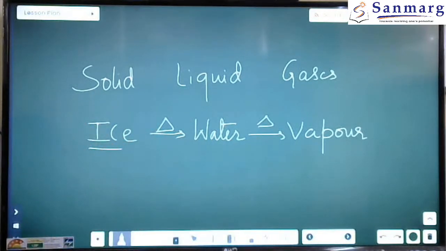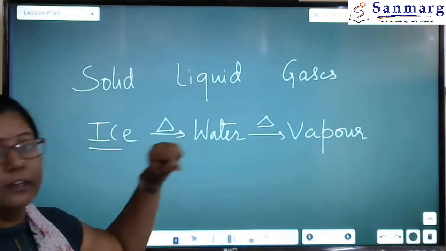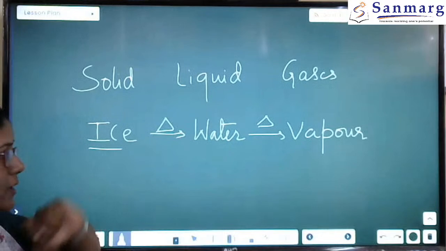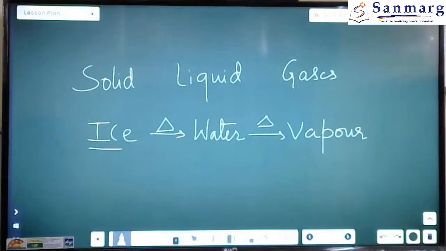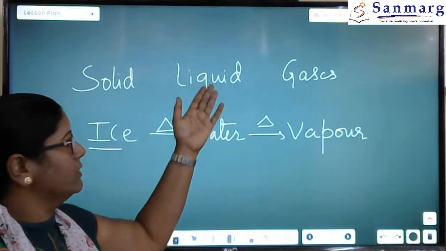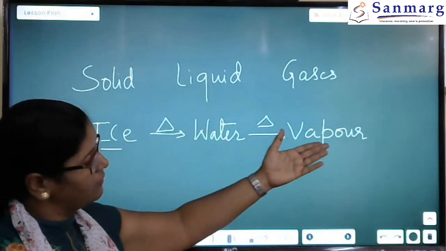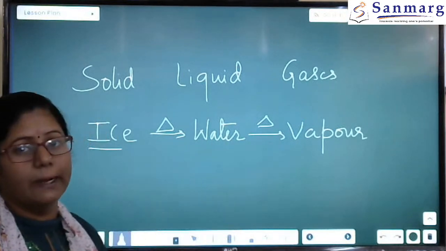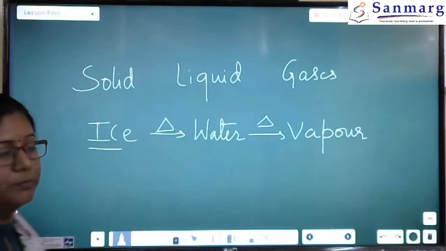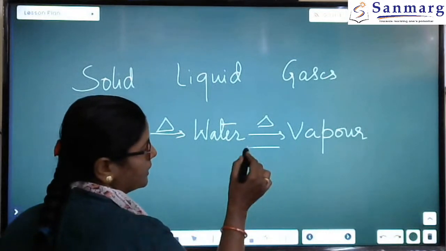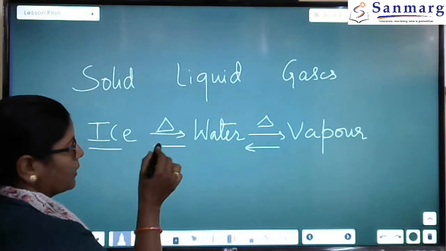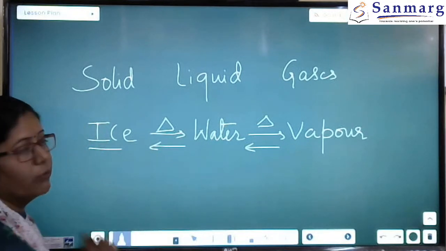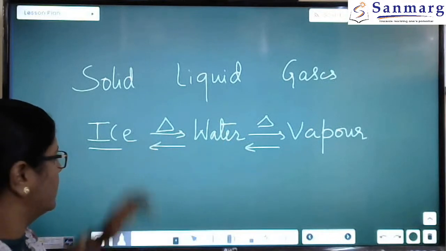Thermal energy, thermal motion increases. When you apply thermal energy, when you heat, ice is getting converted into water, which is liquid state. Water, again on further heating, gets converted into gaseous state. All these three states of matter are interconvertible. So vapors can be converted into liquids, vapor can be converted into water. Water can be converted into ice.